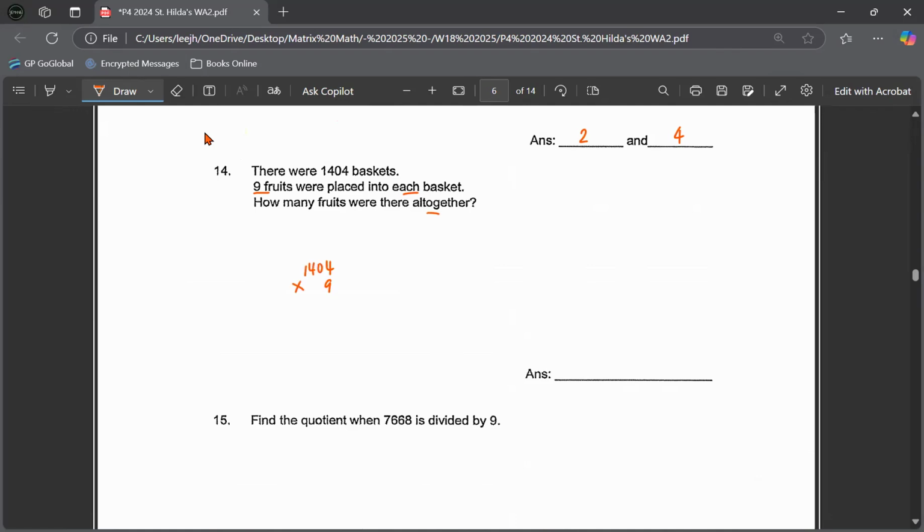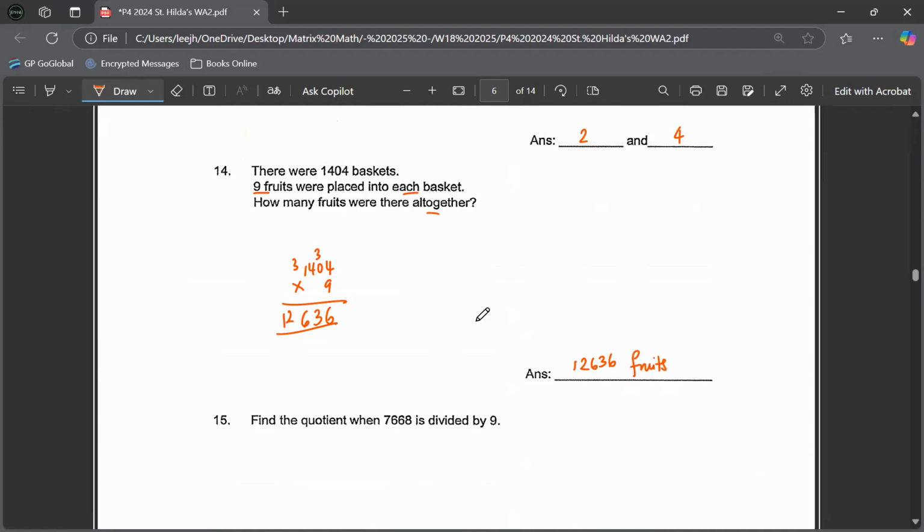1404 times 9. Okay, so 4 times 9, 36. 0 times 9, 0 plus 3, 3. 4 times 9 again, 36. And this one times 9, 9. 9 plus 3, 12. So 12,636 fruits.